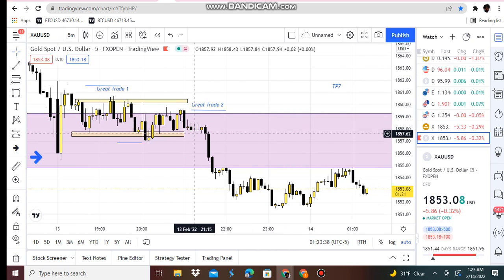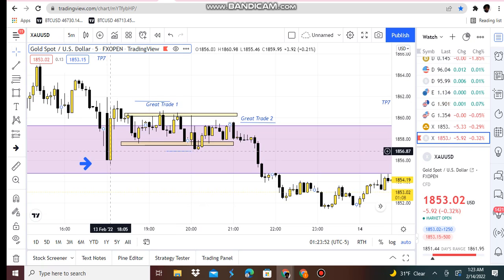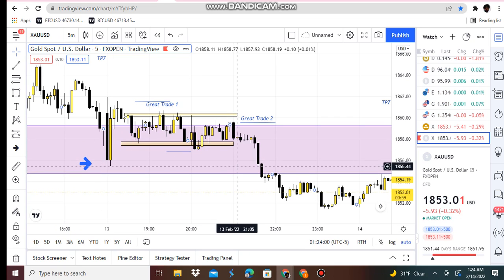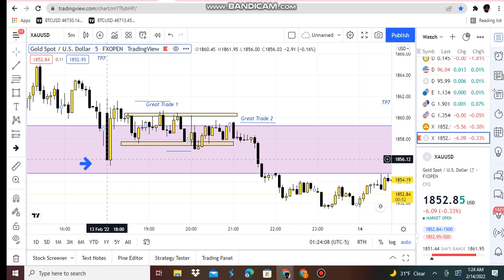Price makes a lower low at 1859, all the way down past 1855. Now, this is the first lower low that price made starting February the 13th. Once price passes this arrow at 1855, we're now in a downtrend, because this is the first low that price made in February 2022, once the market started, Sunday, February 13th, 2022.